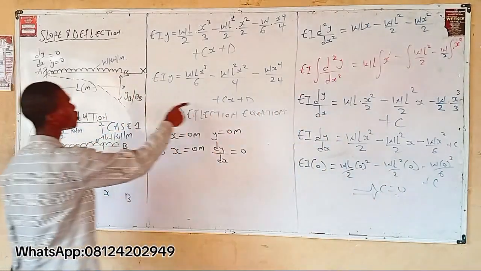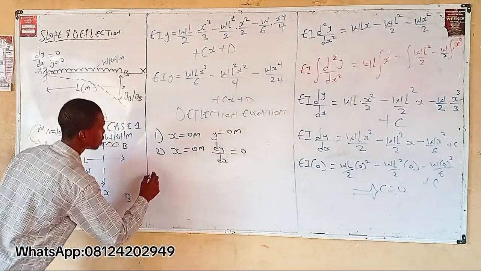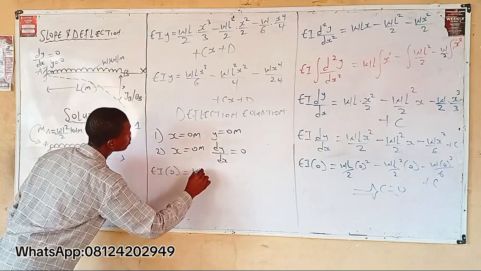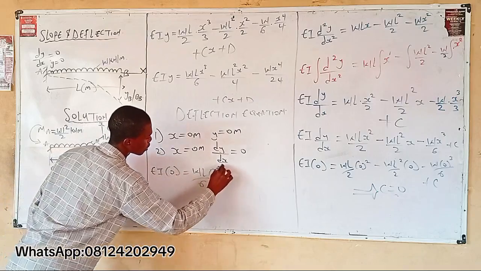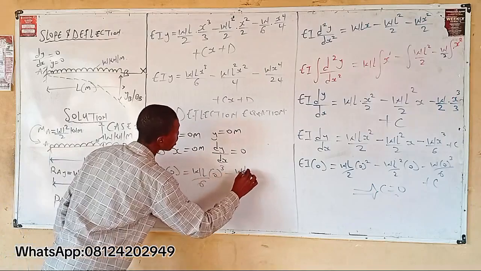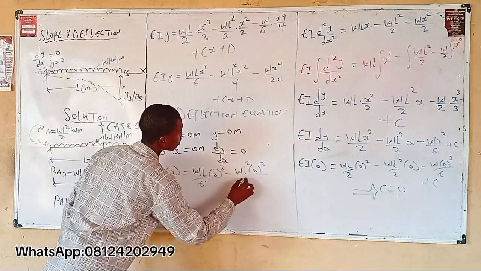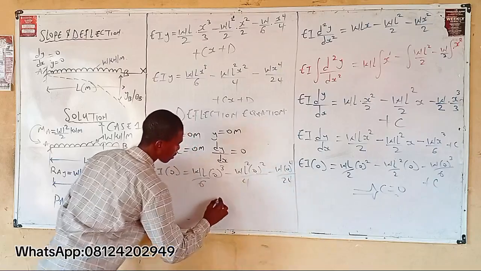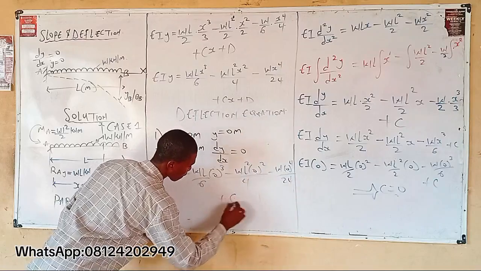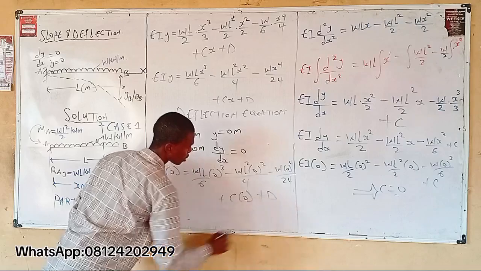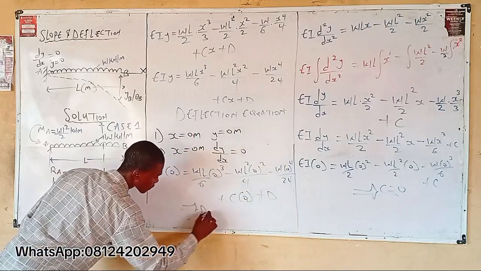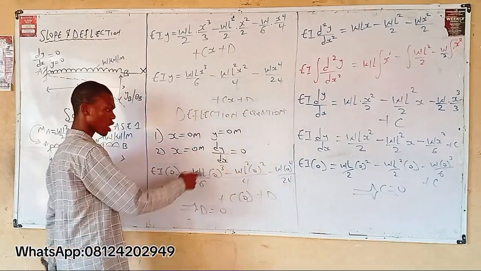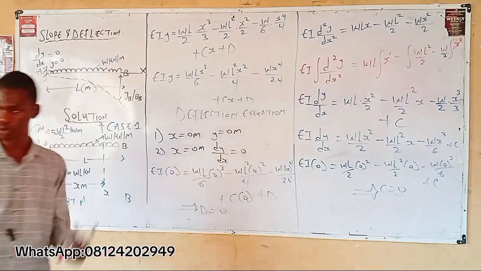Now let's substitute the first boundary condition into your deflection equation, meaning that EI times 0 equals W, negative WL, and so on, which implies this is 0, this is 0. By the time you open up, it is 0, 0, 0, meaning D is equals to 0.